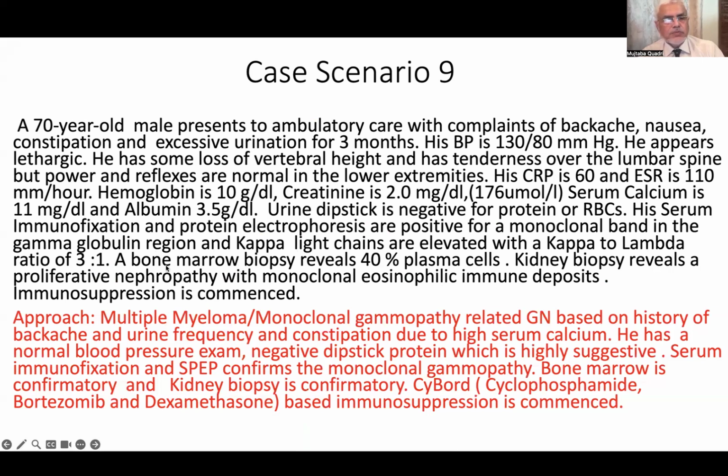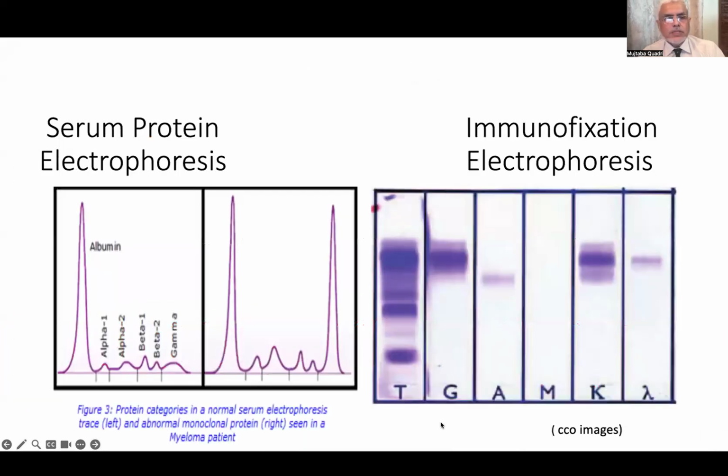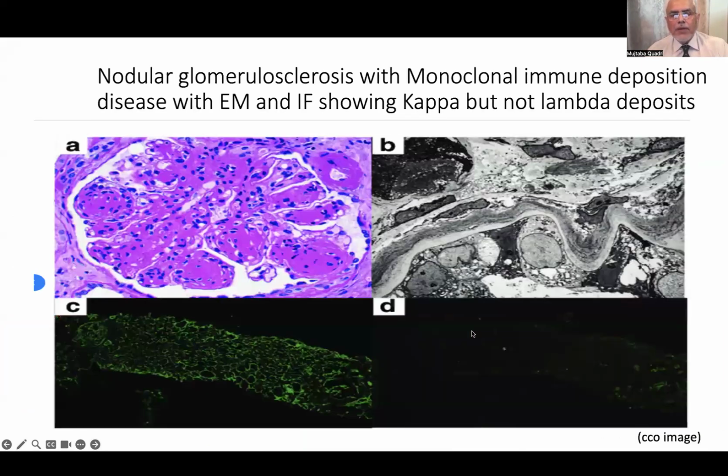Kidney biopsy shows proliferative nephropathy with monoclonal eosinophilic immune deposits, and CyBorD, with cyclophosphamide, bortezomib, and dexamethasone-based immunosuppression, is offered to this patient. Normally, you have albumin, alpha-1, alpha-2, beta, and gamma range. But if you have a monoclonal spike in the gamma range, you can confirm it with immunofixation. And here you find that it was predominantly kappa. Kappa light chains were the predominant component of this monoclonal gammopathy.